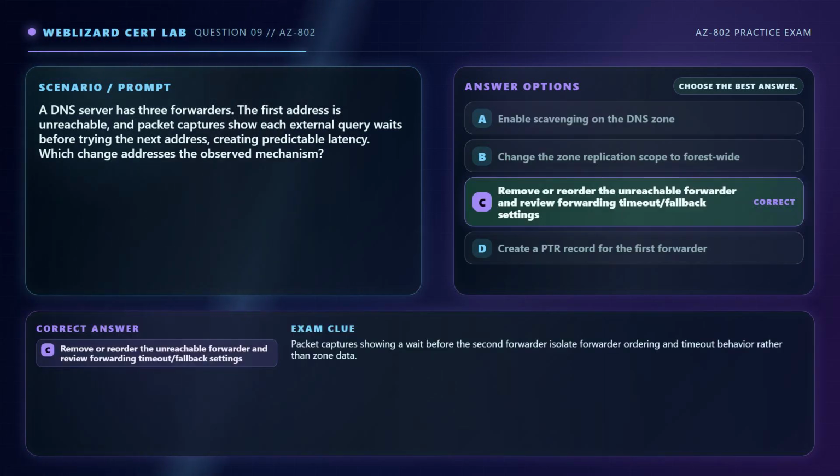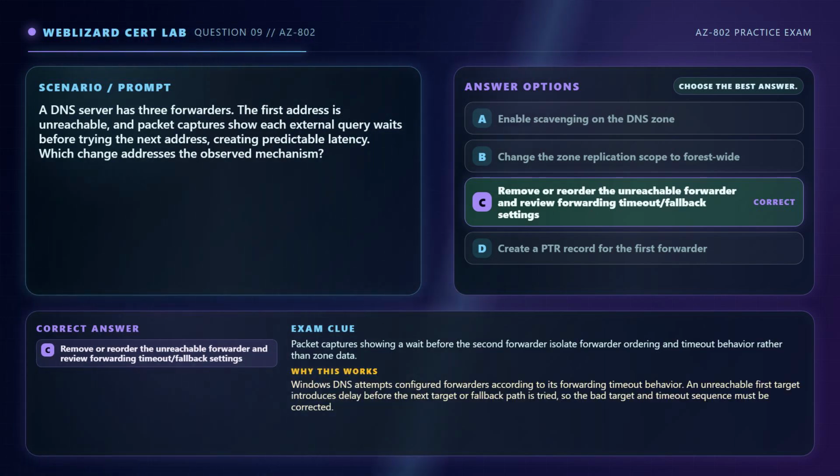The correct answer is C, remove or reorder the unreachable forwarder and review forwarding timeout/fallback settings. Windows DNS attempts configured forwarders according to its forwarding timeout behavior. An unreachable first target introduces delay before the next target or fallback path is tried, so the bad target and timeout sequence must be corrected. Packet captures showing a wait before the second forwarder isolate forwarder, ordering and timeout behavior rather than zone data.